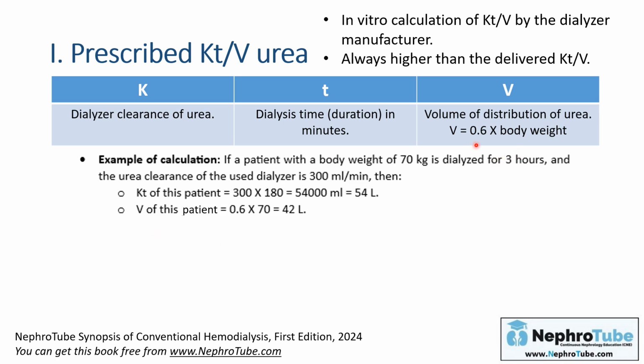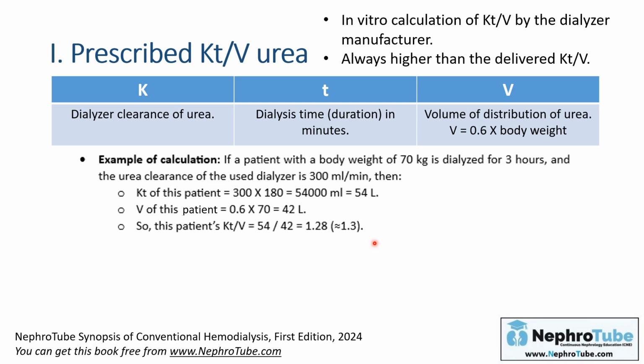Regarding the V equals 0.6 times body weight. So V of the patient will be 0.6 times 70. Again, in your book, if you have the version where here is 80, please correct it to 70 in the same page. So 0.6 times 70 equals 42 liters. So we have now the Kt and V. By dividing Kt over V, it will be 1.28, which is approximately 1.3.